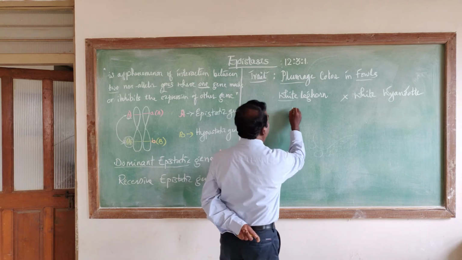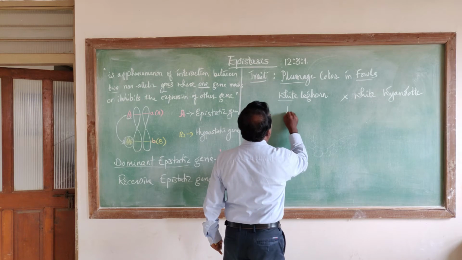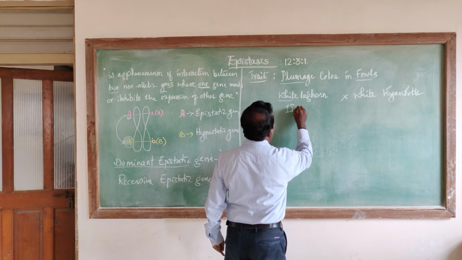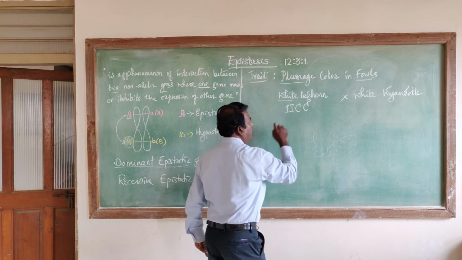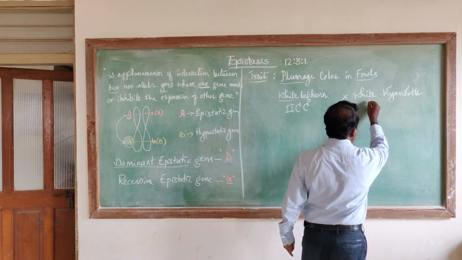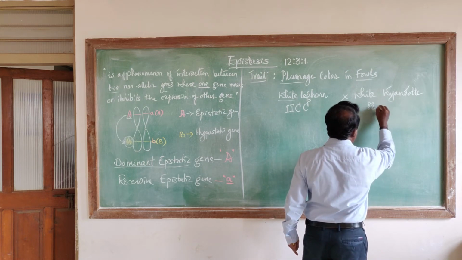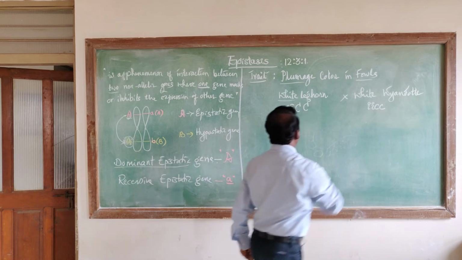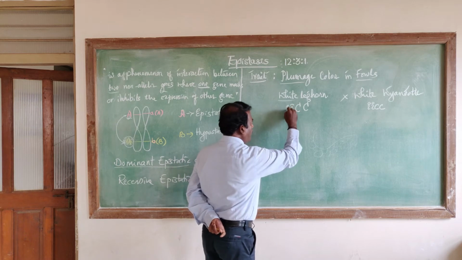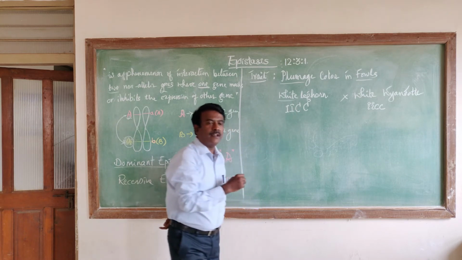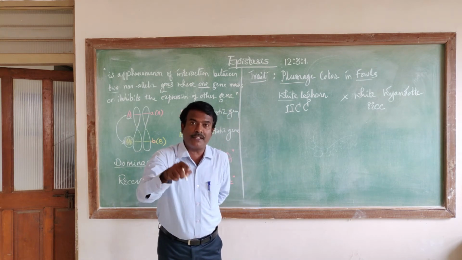So let me write its genotype as, what is that? Capital I, then capital C. I explain what this I and C mean. And here the genotype of this White Wyandotte will be small i, small c. Let us take this, here this capital I. Now why have we taken I, it is an epistatic gene. Epistatic gene is also called inhibitory gene.